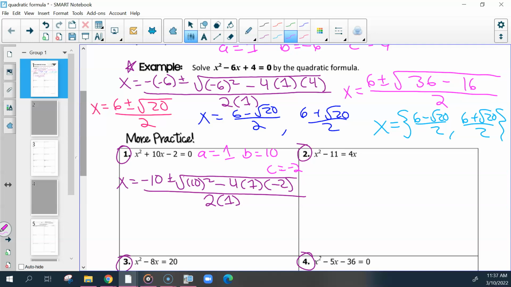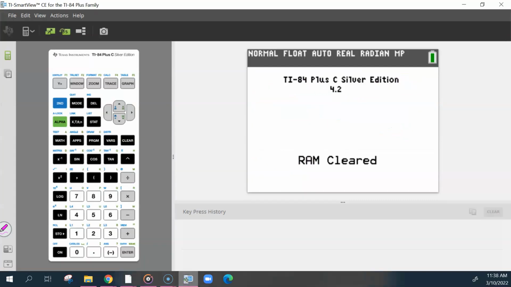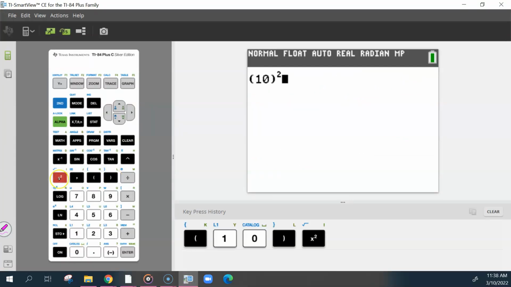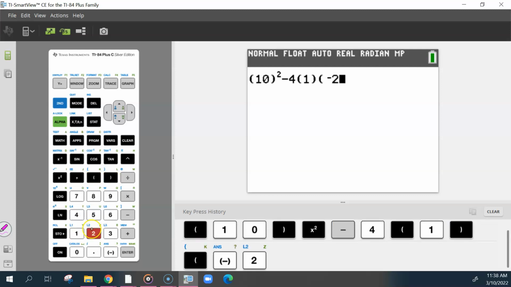I'm going to take everything inside here and put that in the calculator. So not the actual square root, but just the numbers. So in parentheses, 10 squared minus 4, make sure it's minus, not negative, times 1 times negative 2. Make sure that one is a negative and not a minus. You can put that all in at the same time, and that would tell you your discriminant a little faster.